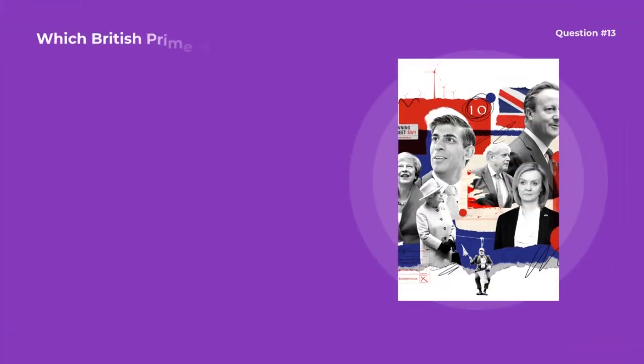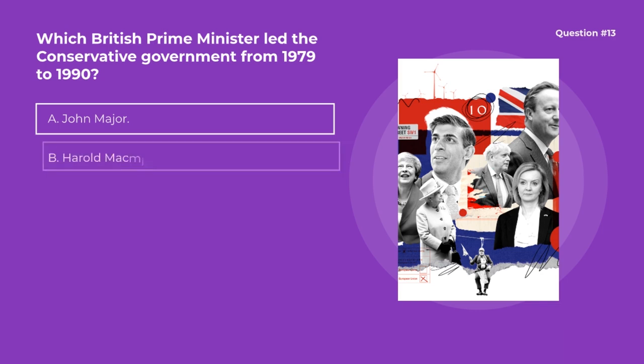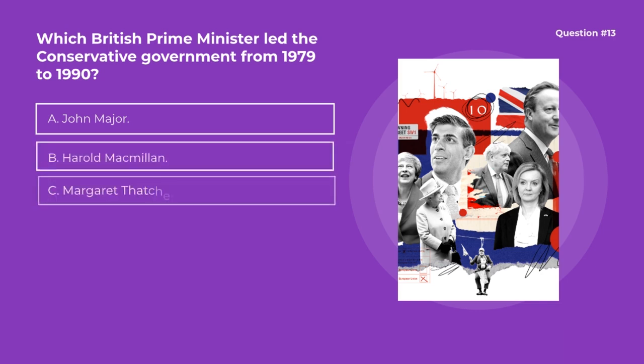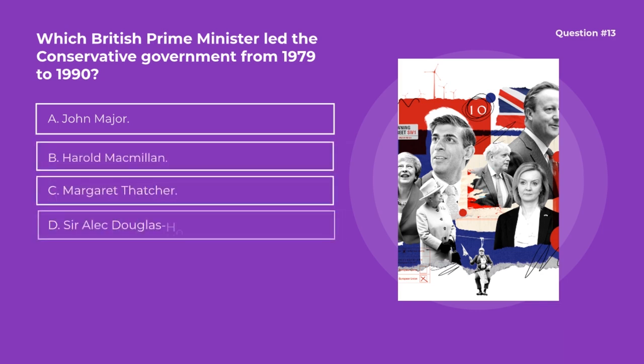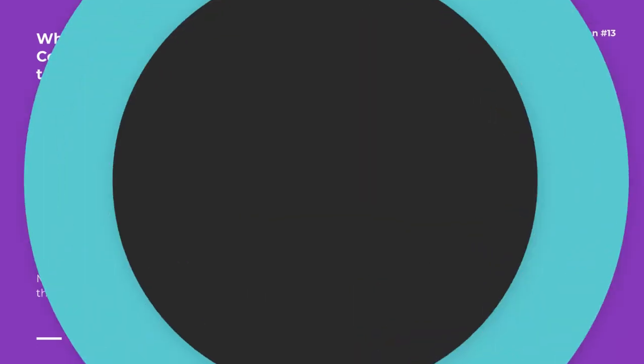Which British Prime Minister led the Conservative government from 1979 to 1990? Options are A. John Major, B. Harold Macmillan, C. Margaret Thatcher, D. Sir Alec Douglas-Home. The correct option is Margaret Thatcher. Margaret Thatcher, Britain's first woman Prime Minister, led the Conservative government from 1979 to 1990.